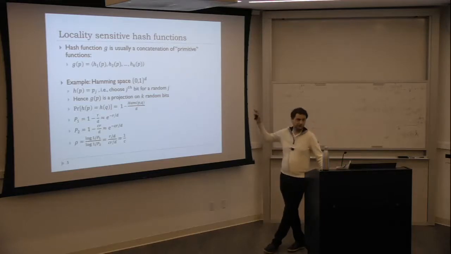So this is more of a proof of existence. We can get something non-trivial for as long as the approximation is bigger than 1.